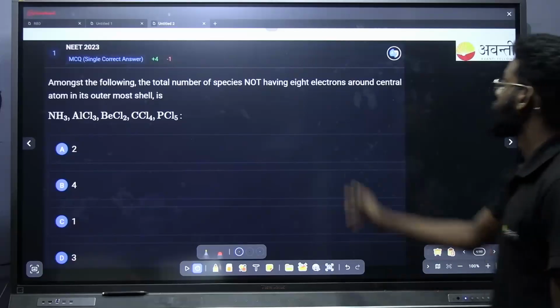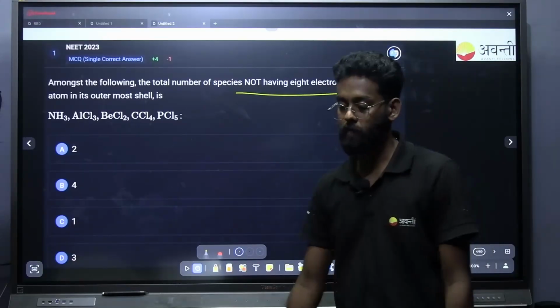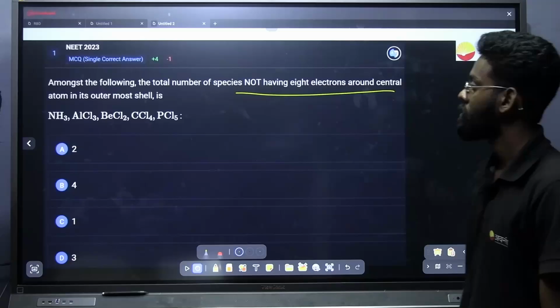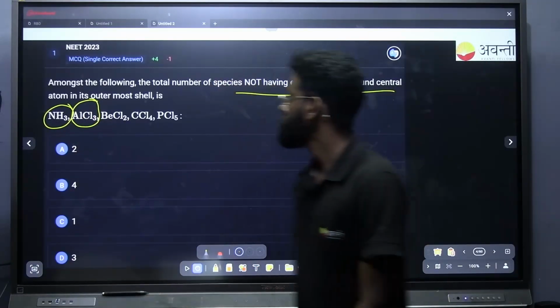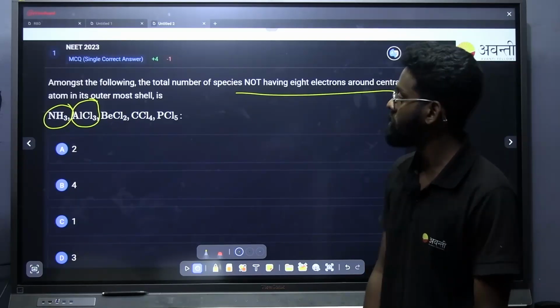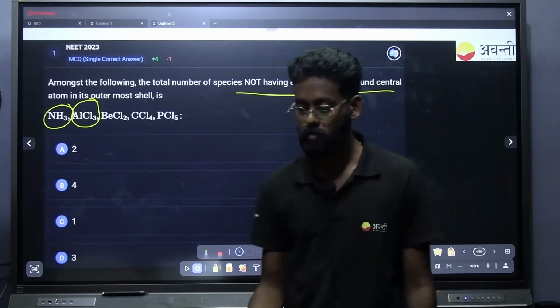Not having 8 electrons around the central atom. Not having 8 electrons. NH3, aluminium trichloride, BeCl2, CCl4, PCl5. Tell me the answer quickly in the chat box.